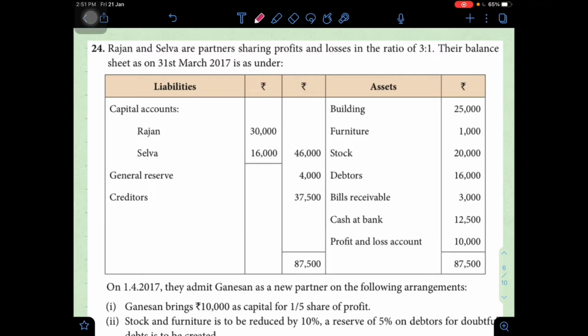Note that on the liability side you have general reserve. This is a part to be taken to the capital account. And assets lists out all buildings, furniture, stock, debtors, bills receivable, cash at bank, profit and loss account. Here also make a note of profit and loss account. General reserve normally denotes what? A profit item, and it is to be credited to the capital account, whereas profit and loss on the asset side denotes loss. So that will be taken to the debit part of the capital account.